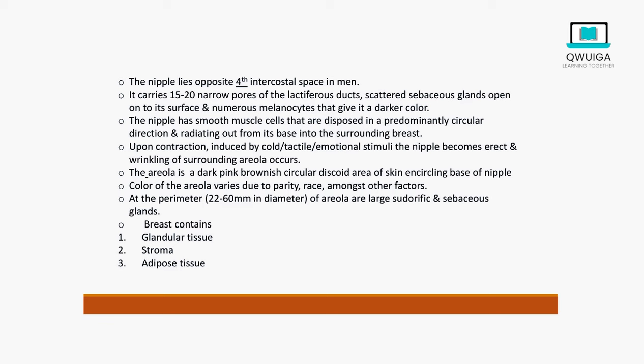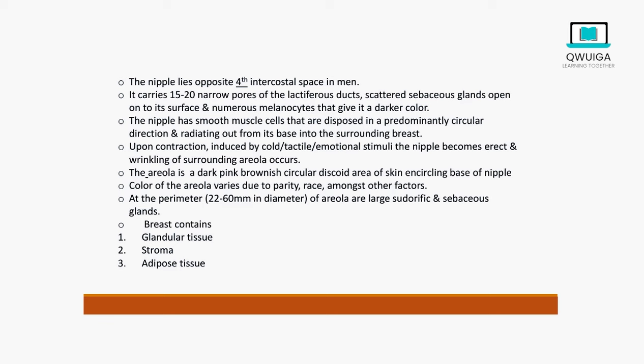The areola is a dark pink to brownish circular discoid area in Caucasians and many Hispanics, but in people of African descent it is a black circular discoid area of skin encircling the base of the nipple. The color of the areola varies due to parity, that's how many children have been birthed, race, amongst other factors. At the perimeter of the areola, which has a diameter of 15 to 16 millimeters, are large apocrine and sebaceous glands.